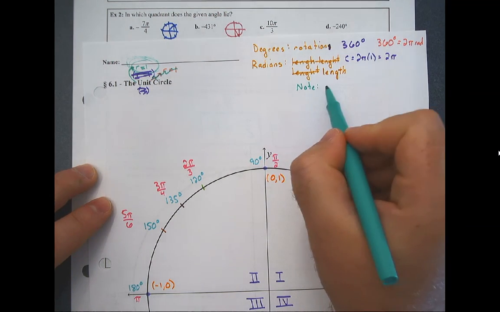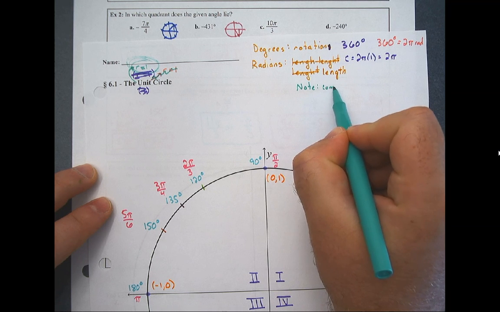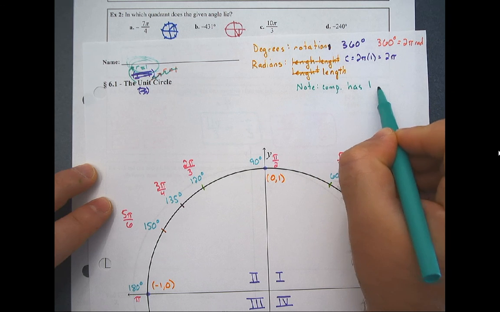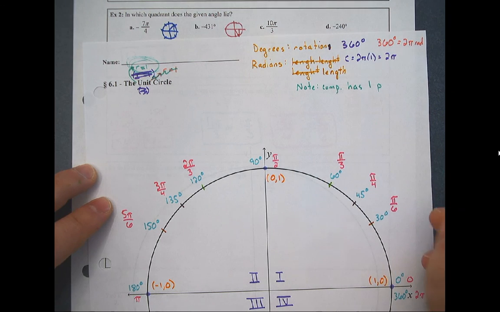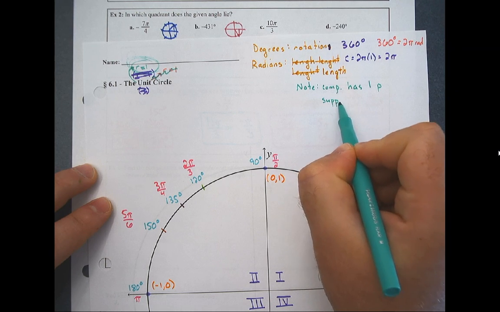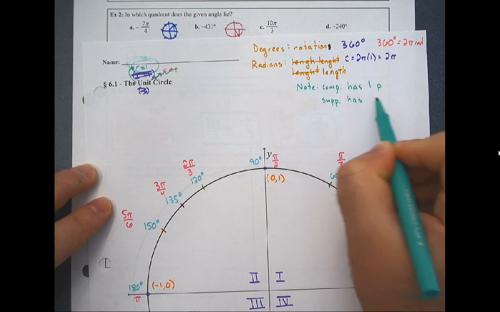Note, complementary has 1 P. Supplementary has 2 P's.